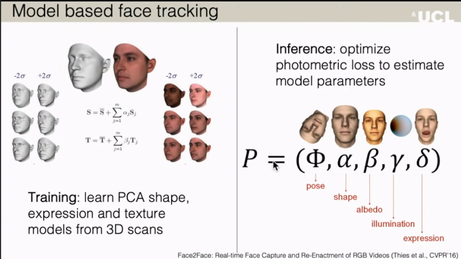This is a similar approach to what you saw before. What we're doing is at inference time, we're optimizing using a photometric loss to estimate the model parameters. The model parameters will be the pose of the head, the shape or the identity of the individual, the albedo, so the texture of the face, the illumination parameters, and the facial expression. So these are all of the parameters that we would need to estimate in the case of reconstructing faces. And the idea is exactly the same: estimate the model parameters such that when we resynthesize the images, we get back the same observations.